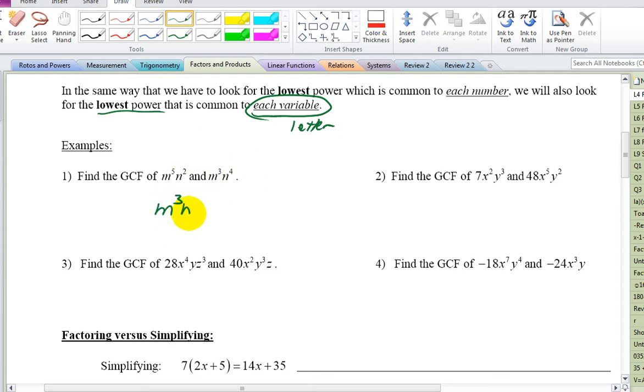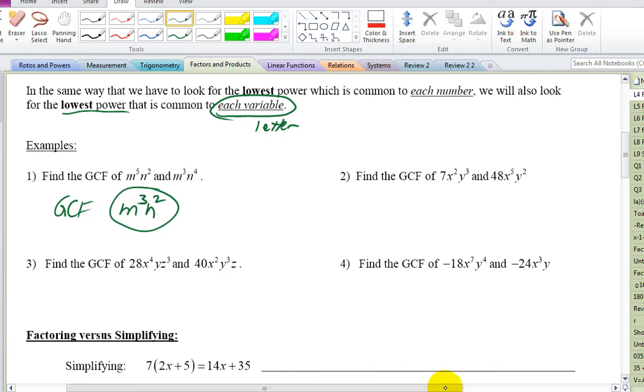And the N's, what's the lowest exponent on the N's? 2. It's that simple. You just look at it and the GCF's written on the page for you. Your GCF is M cubed N squared. So it's a term. Okay, so that's something new for us.